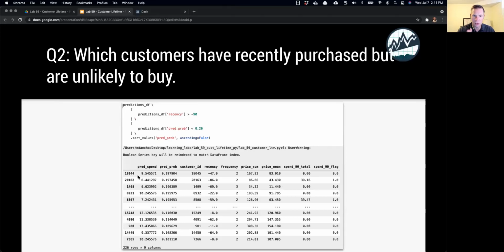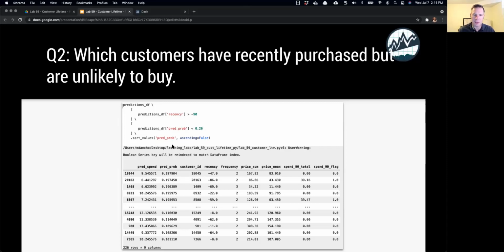Question number two: which customers have recently purchased but are unlikely to buy again? This is a different type of question, because what we're now saying is, okay, they've recently purchased. So we're going to take the predictions that we make and filter them to the most recent purchases. We're going to be looking at anyone who has bought something within the past 90 days, so relatively recently. And then we're going to see which of those have less than a 20% probability of repurchase. We're going to sort those values.